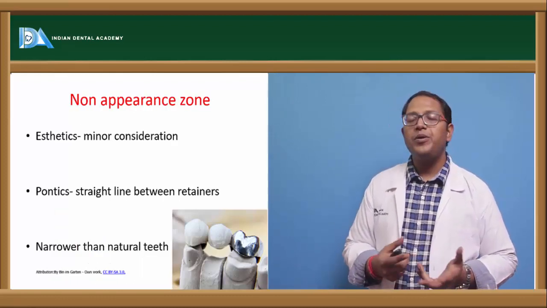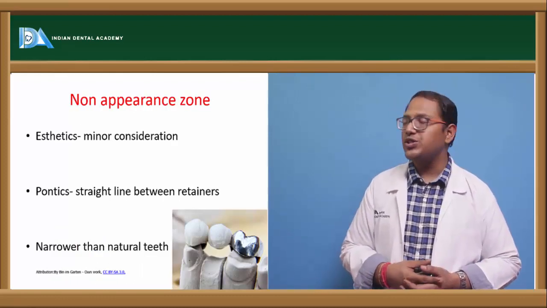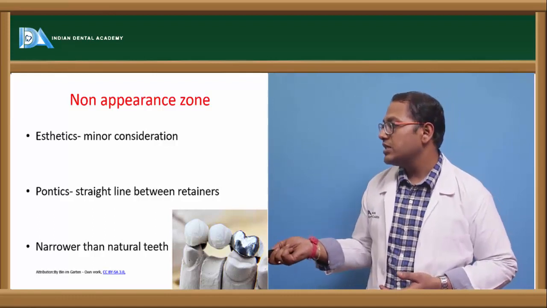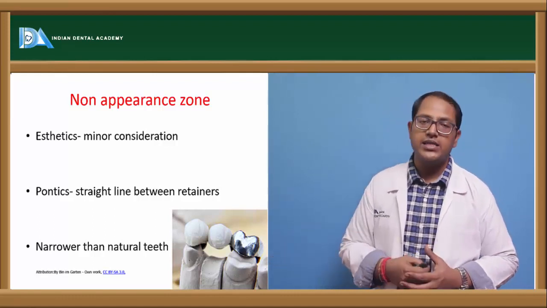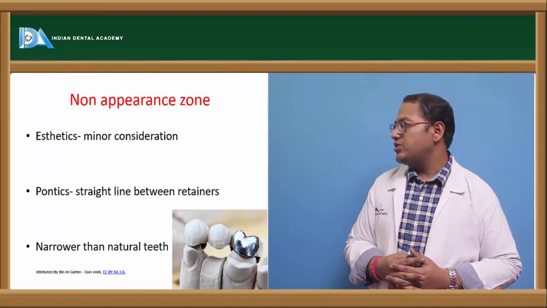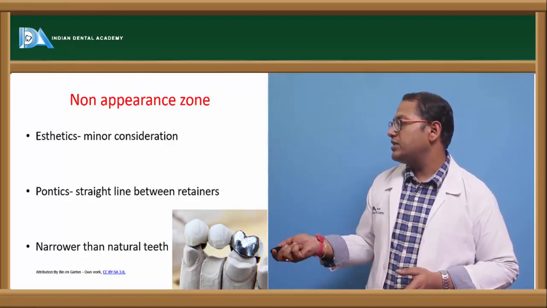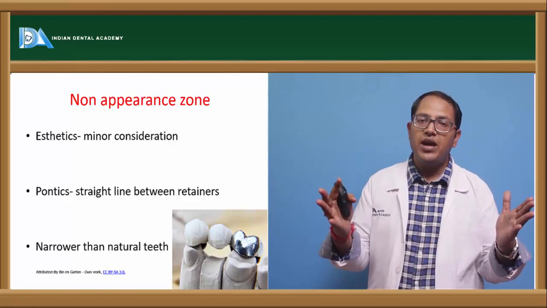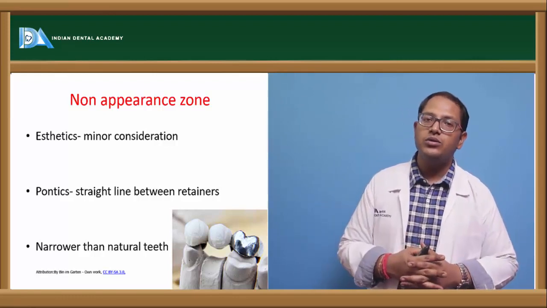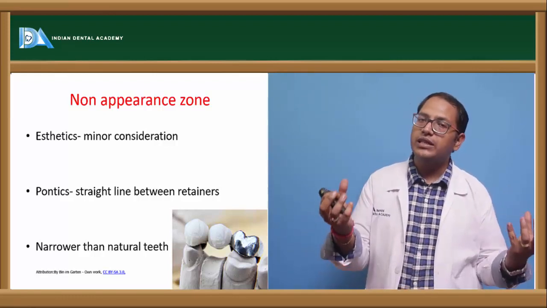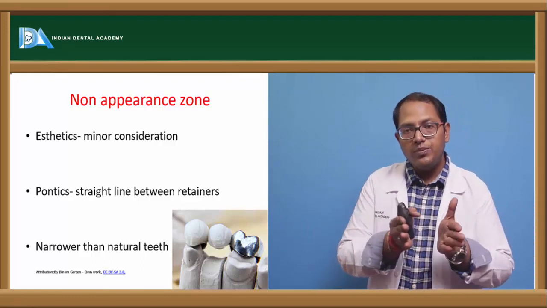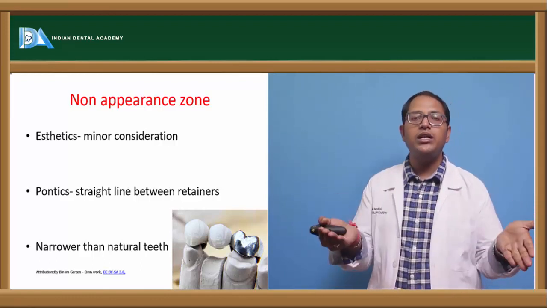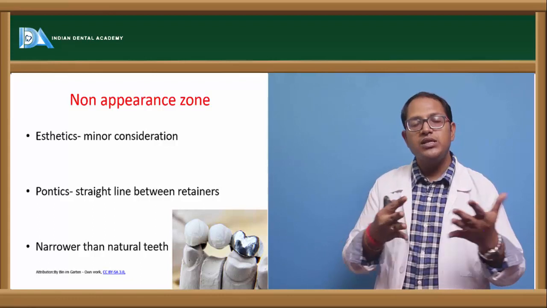Coming to the non-appearance zone, the zone which is not visible, like the posteriors, where aesthetics is not a concern, the Pontic should follow a straight line between the retainers. It should be narrower than the natural teeth, because natural teeth are a little wider. So when we are preparing the abutment teeth and the retainer will be on them, the Pontic that we make should be narrower buccolingually. Mesiodistally it can be bigger.